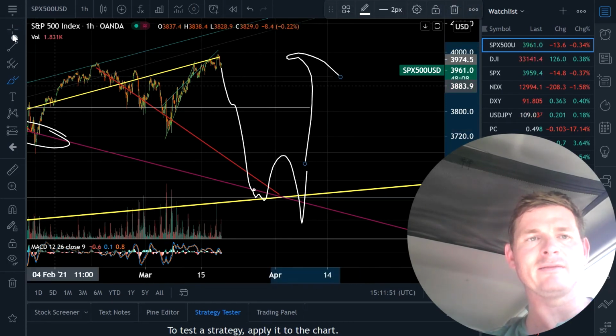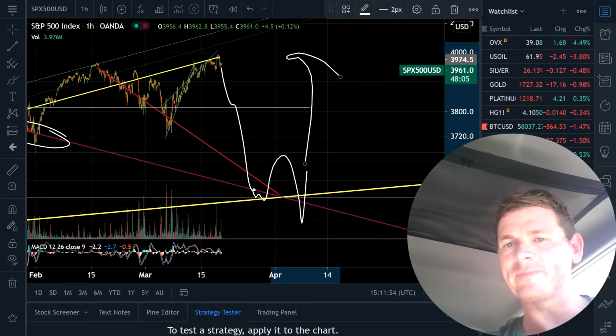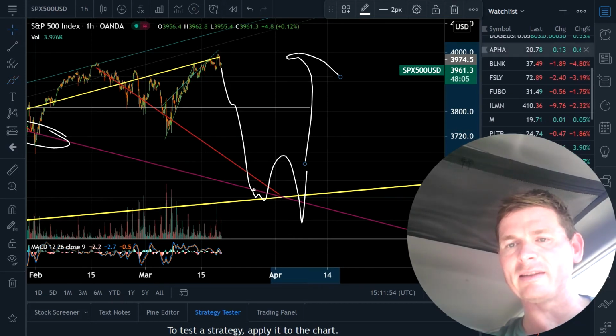Man, wow, this is just ugly. I don't know what's happening here. My internet's busted. I think my computer might be dying.